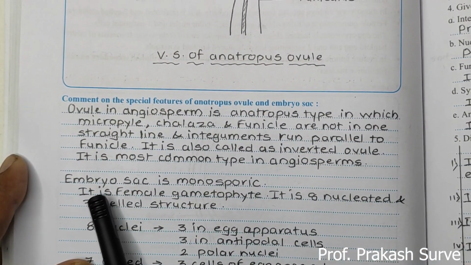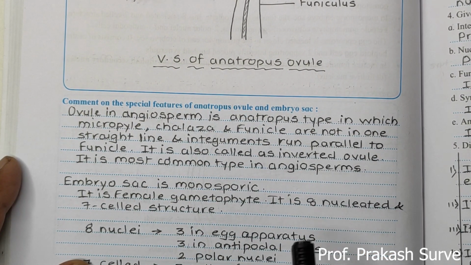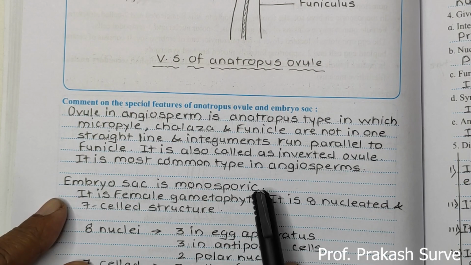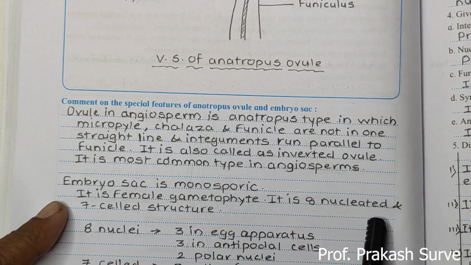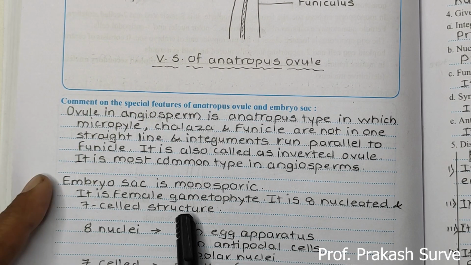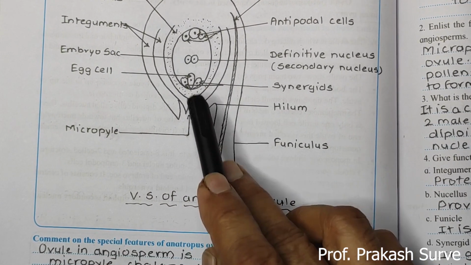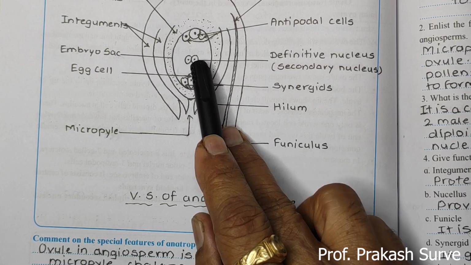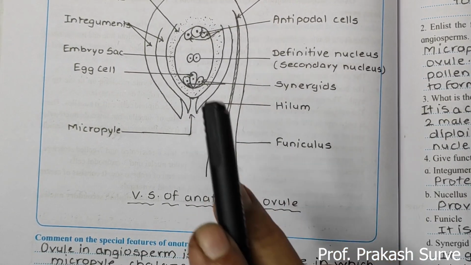In the embryo sac, we observe that the embryo sac is monosporic. Mono means single, one megaspore. From one megaspore, the female gametophyte is produced. It is an 8-nucleated and 7-celled structure. In this diagram, the total nuclei are 8. As for cells, this one is considered a single cell and the remaining 3 and 3, so a total 7-celled and 8-nucleated structure.